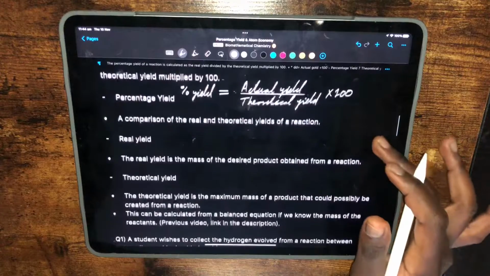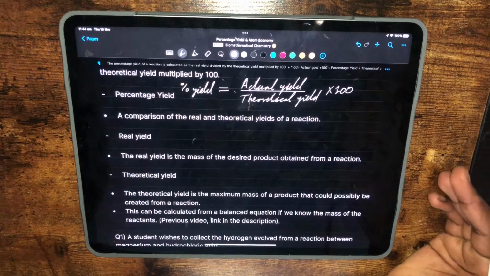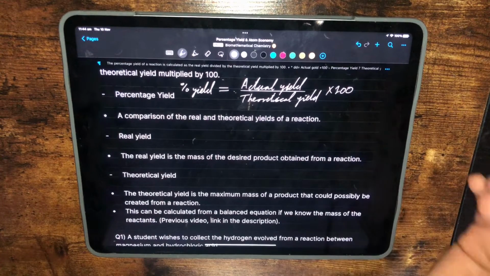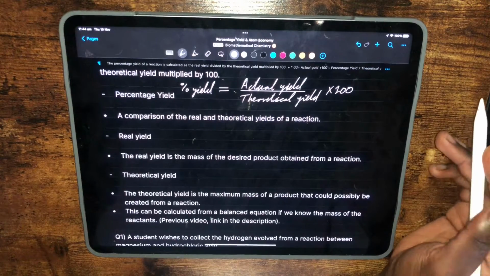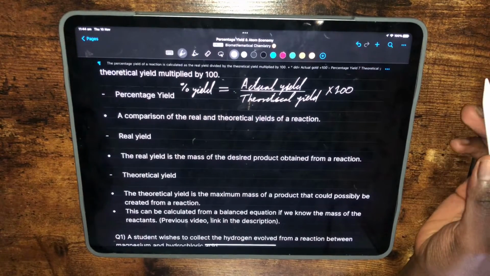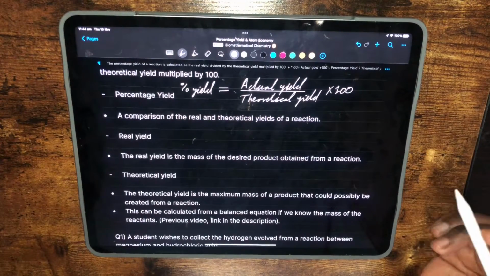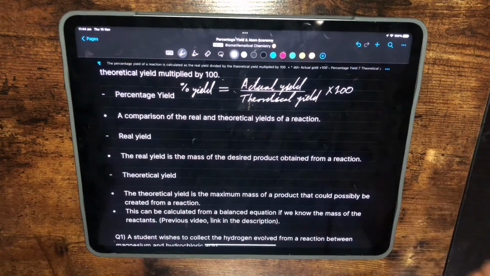So a real yield is the amount that you've actually produced. The real yield is the mass of the desired product obtained from the reaction. So it's the amount that you've got. When you've done your reaction, this is how much you've weighed. So if I'm trying to produce copper sulfate, I've weighed out the mass of copper sulfate from the reaction. This is not what I theorize will happen. This is what I actually have.